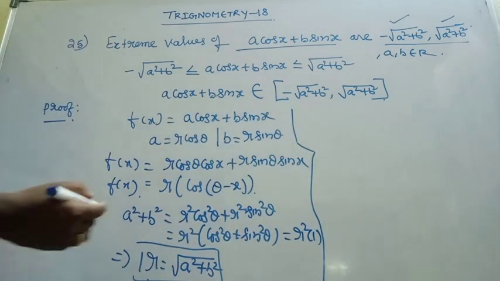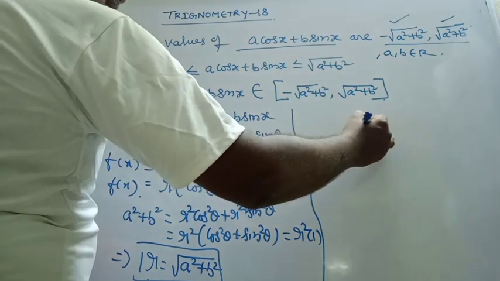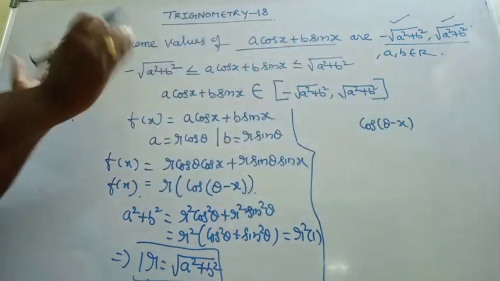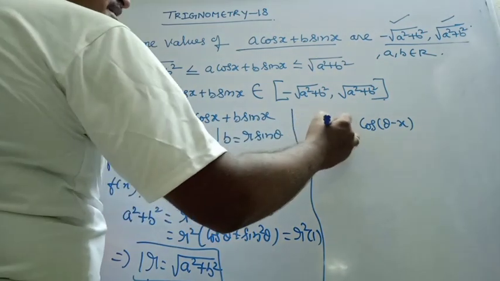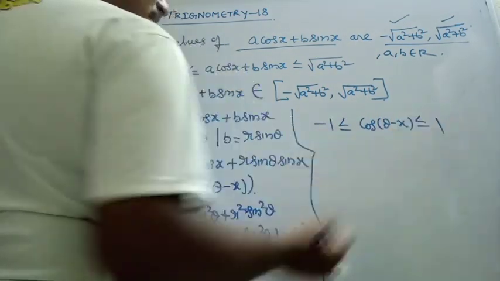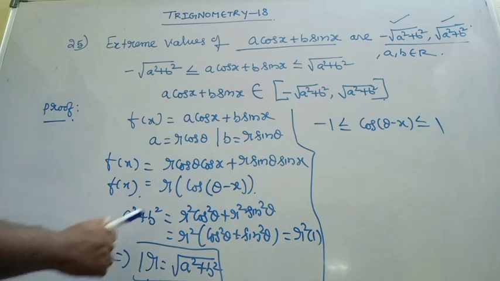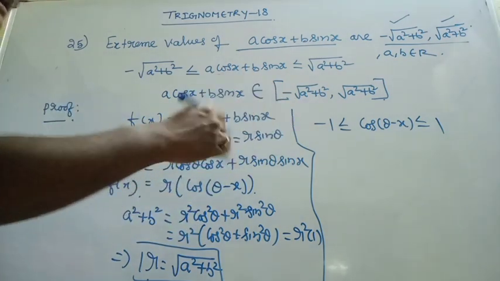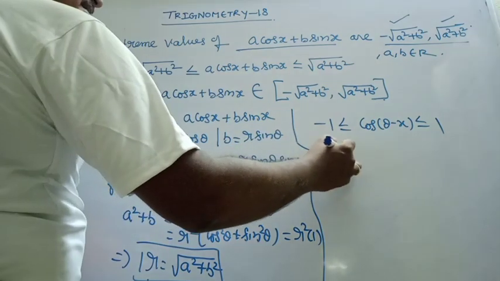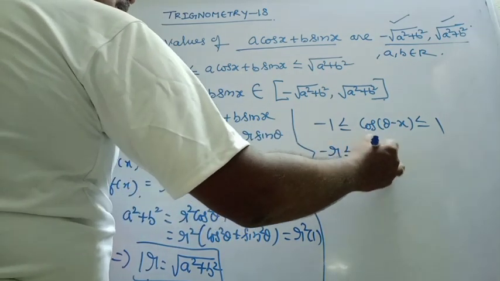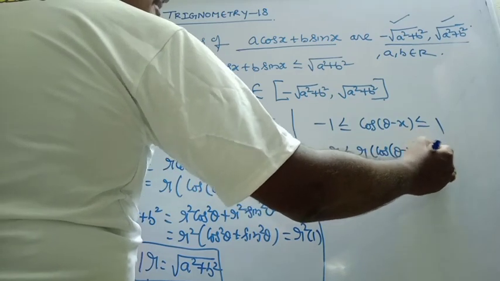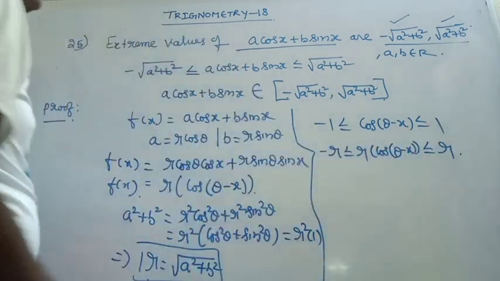Now you see, my dear students, whenever you have cos of anything within the angle, you know that it lies between minus 1 and 1. But our function is r into cos of theta minus x. Therefore, you multiply r on both sides. That's why minus r is less than or equal to r into cos of theta minus x, which is our function, less than or equal to r.